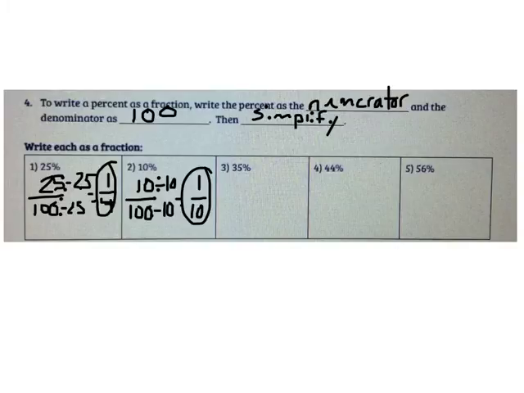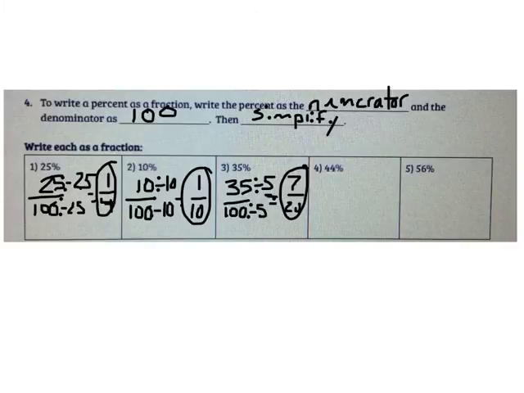Let's do 35%. How would I write that as a fraction? Well, I would write 35 over 100. What's the largest number I can divide both the numerator and denominator by? It's 5. So what's my new fraction? It's 7 over 20.